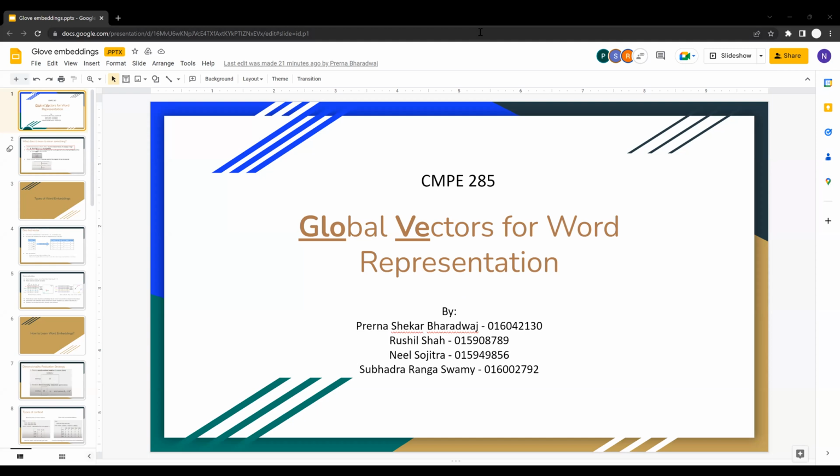Vectors trained in this way are called GloVe vectors, which is an abbreviation for the title of the paper we are presenting, Global Vectors for Word Representation.